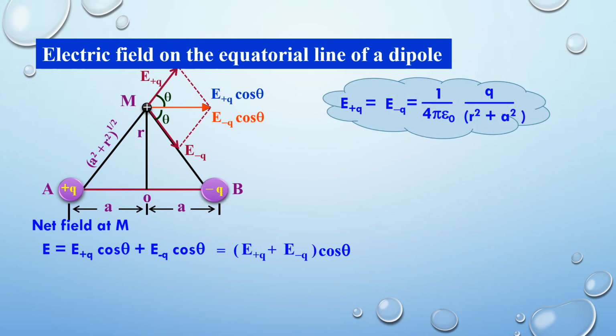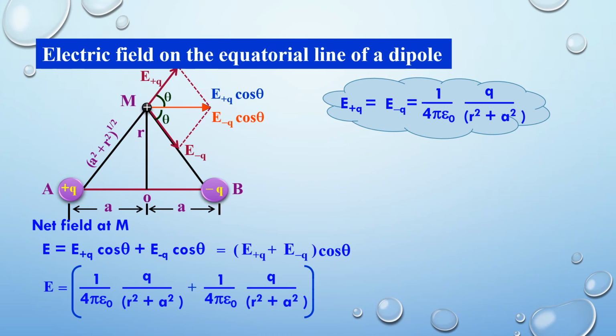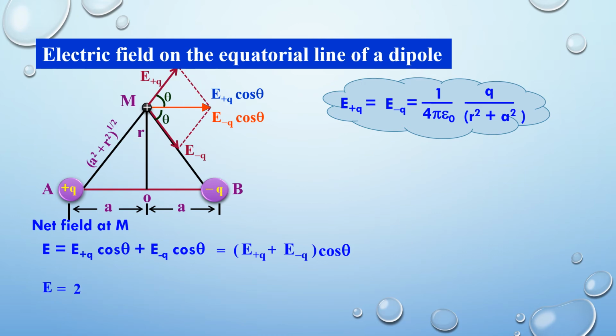Now the electric field due to the positive charge and the electric field due to the negative charge are equal in magnitude, and both of them are equal to 1 upon 4 pi epsilon naught, q upon r squared plus a squared. Hence the electric field is equal to 1 upon 4 pi epsilon naught q upon r squared plus a squared, plus 1 upon 4 pi epsilon naught q upon r squared plus a squared, into cos theta, which gives us E equal to 2 times 1 upon 4 pi epsilon naught q upon r squared plus a squared into cos theta.